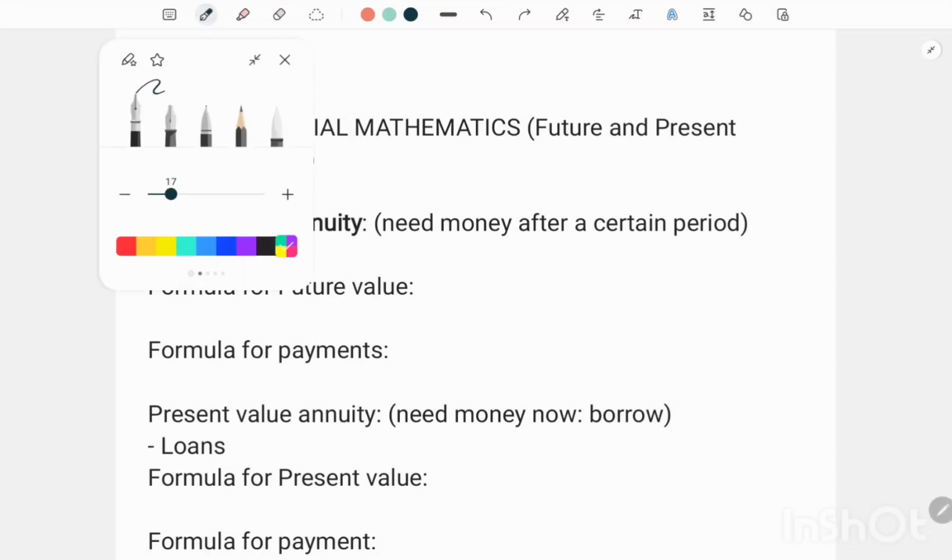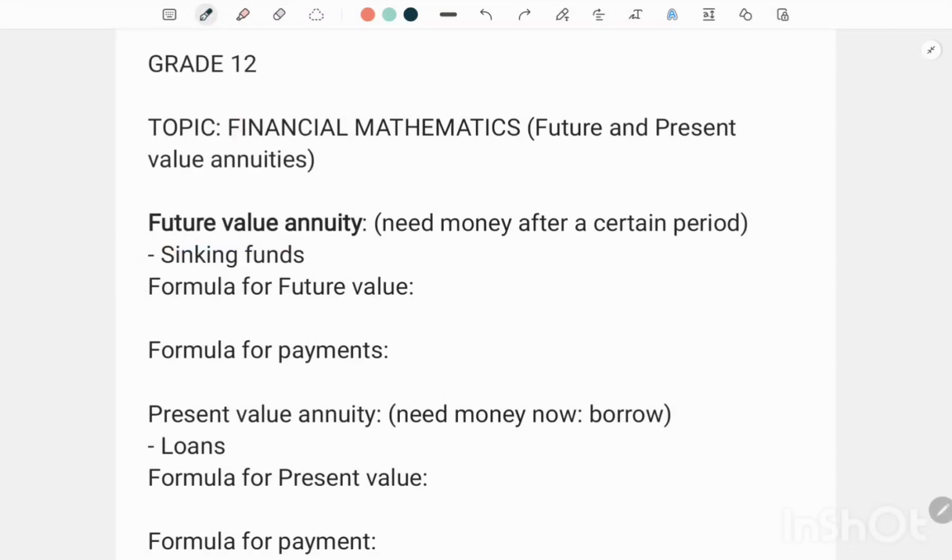Before we go through the questions, I'd like to recap with you. You have to know what a future value annuity is. This type of annuity is normally used when you need money after a certain period. That's why it's called future. When you need money in the future, you start saving. That is a future value annuity.